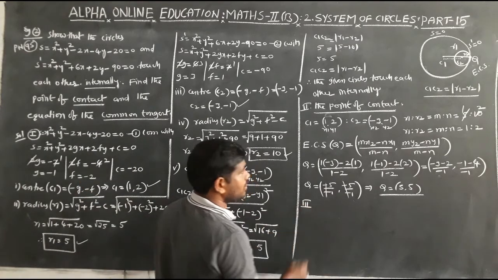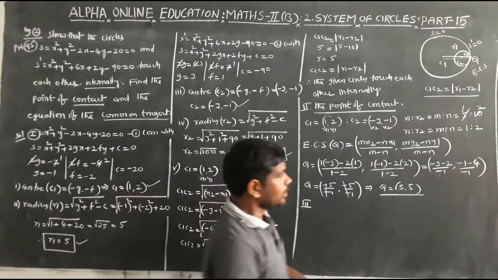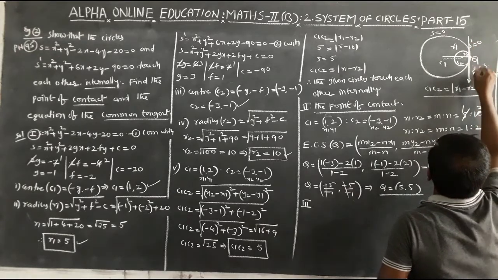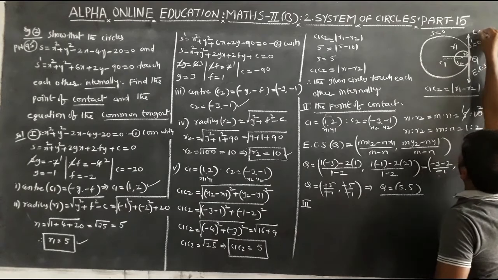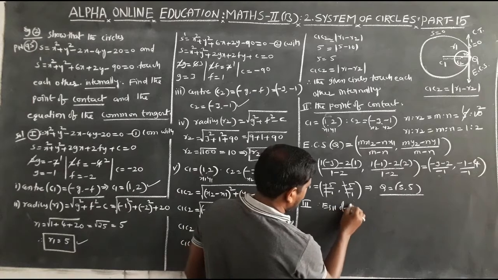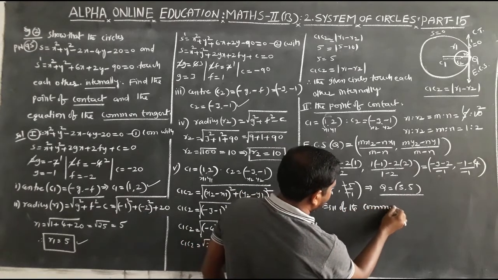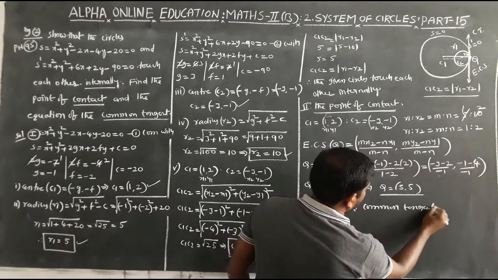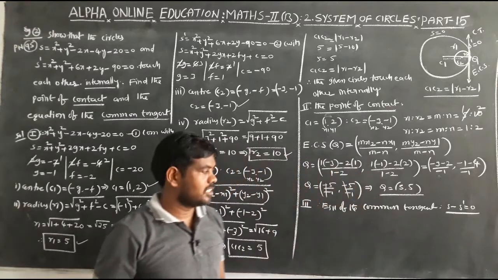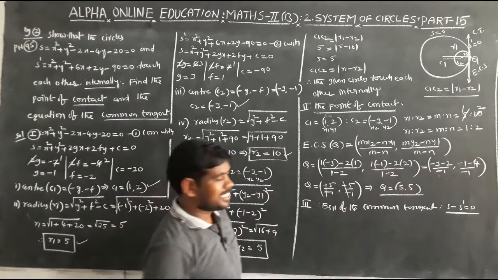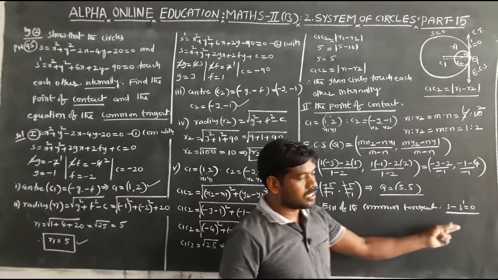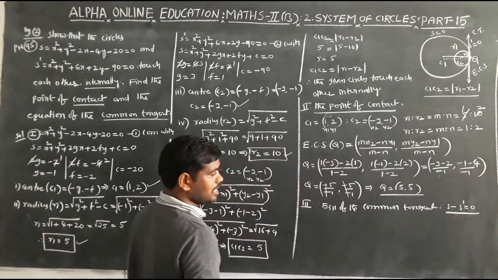Third one, equation of the common tangent. If the two circles touch each other internally or externally, the equation of the common tangent is S minus S dash is equal to 0.